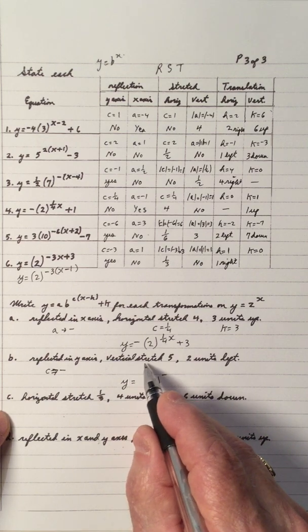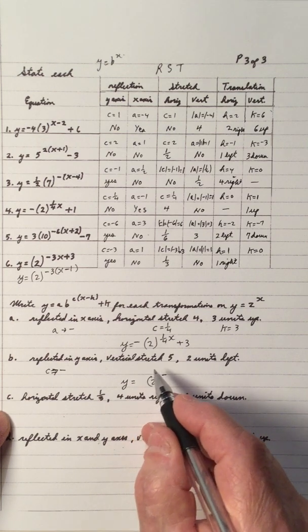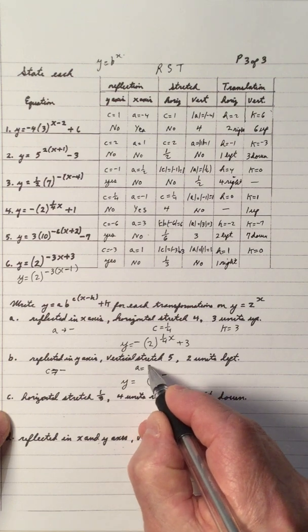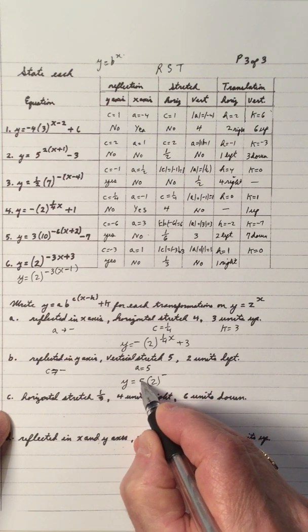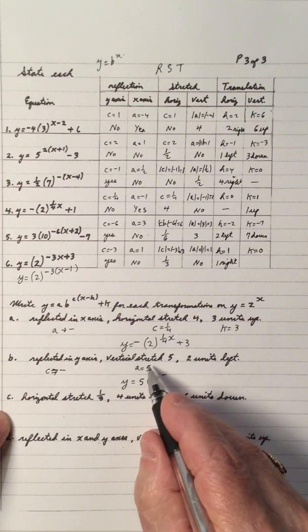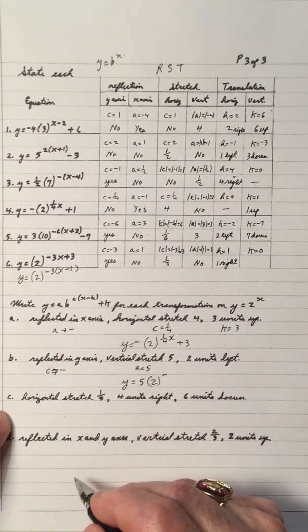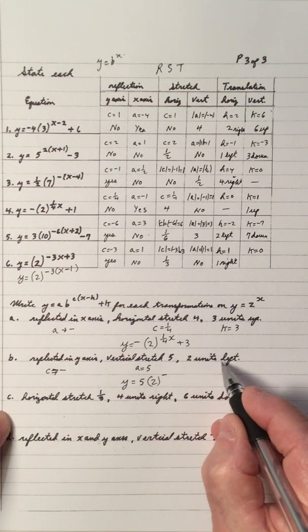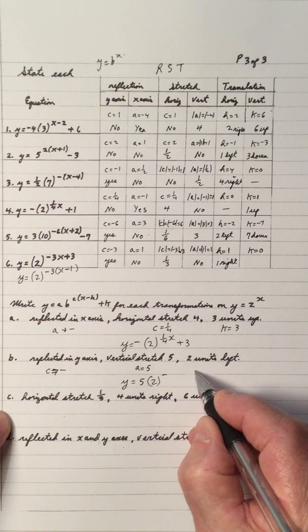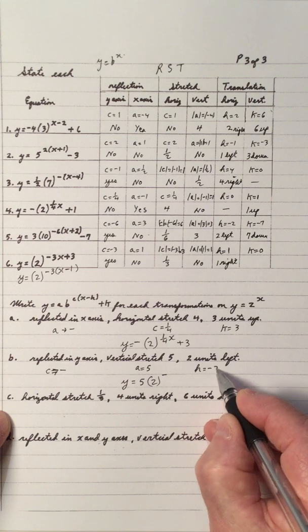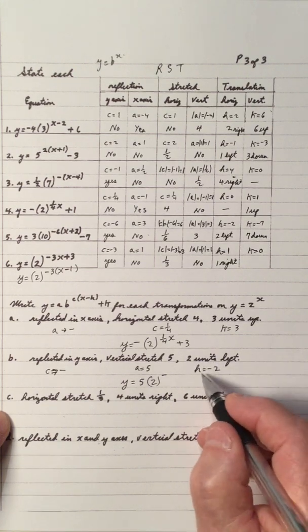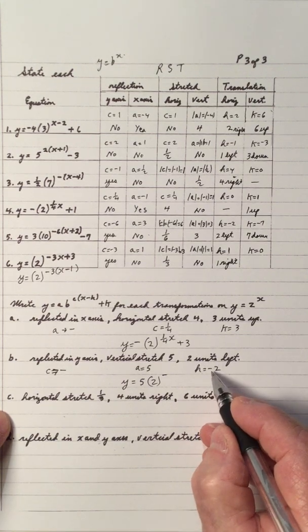We've got a vertical stretch of 5, so that means that a is 5. So 5 stays like that, because a is 5 right here. And it's moved 2 units to the left, that means that h is -2. To the left and right is the value of h. Because it's to the left, it's -2.